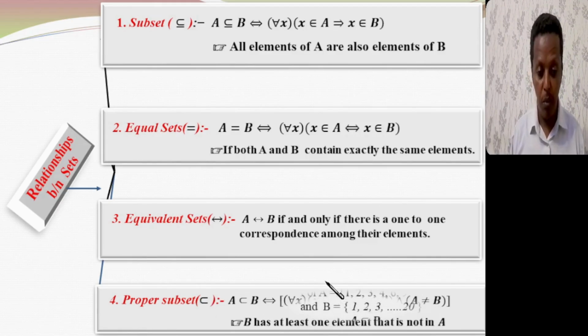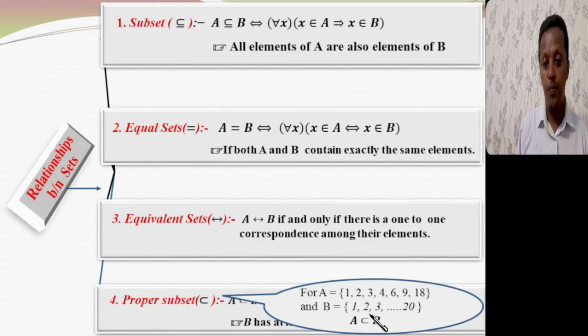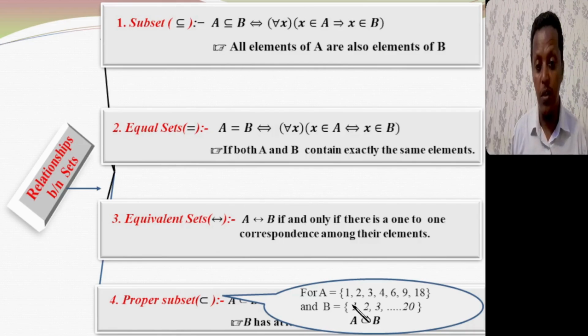Now let's take an example. Set A, the same 6 elements. Set B, 1 up to 20. So A is a subset of B, because for all x, x in A implies x in B. And there is an extra element in B which is not in A. So we can say A is a proper subset of B. So these are the basic relationships between two sets.